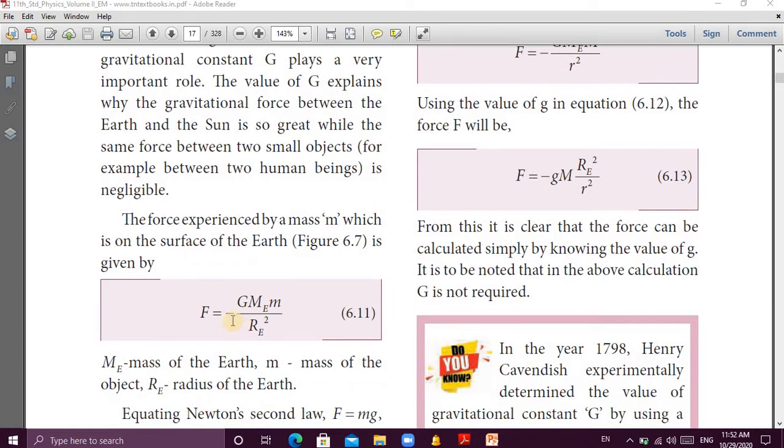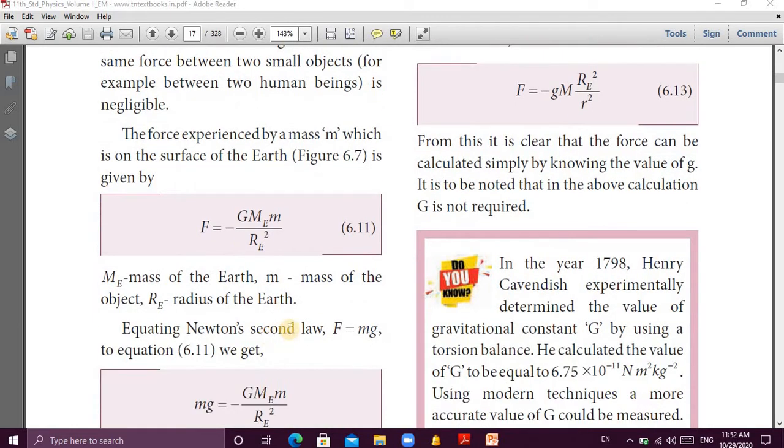So the formula, according to the universal gravitational law, is F is equal to minus capital G, capital M E into small m divided by R E square. Capital G represents the gravitational constant, and capital M E is nothing but the mass of the earth. Small m represents the mass of an object. R E square is the radius of the earth squared.